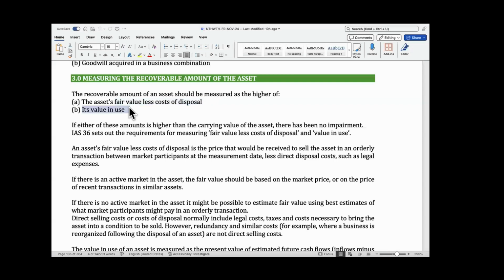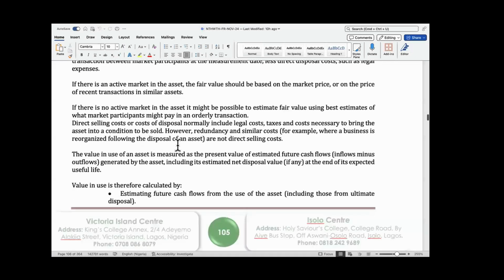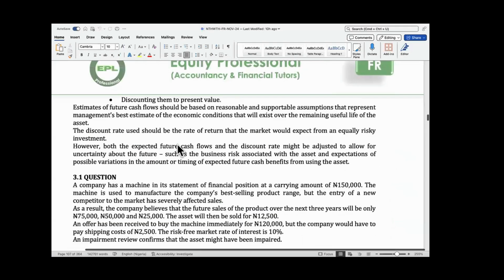But the way we determine it is by getting future cash flows from the asset, then discounting that to present value. And don't forget, this value in use includes how much you can even sell the asset for. It includes the scrap value. You're going to get the present value of all of that, including the scrap value. Okay, so that's what all of these paragraphs are explaining further.